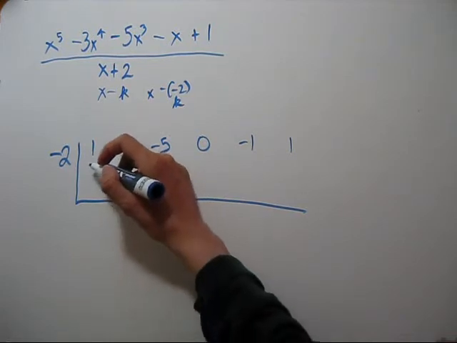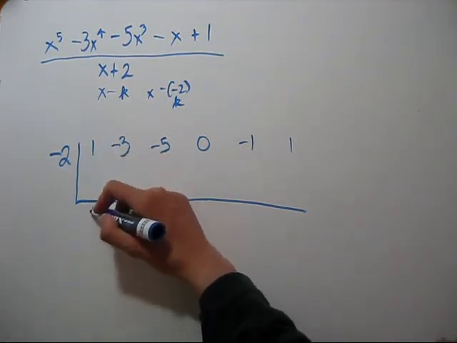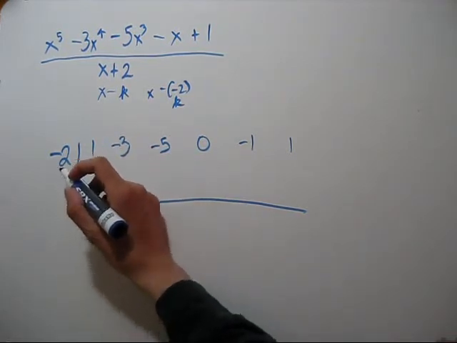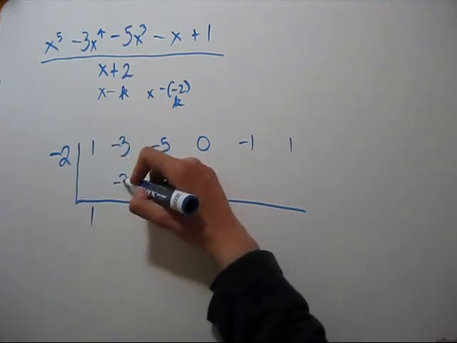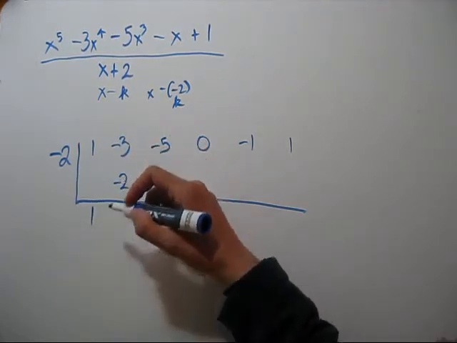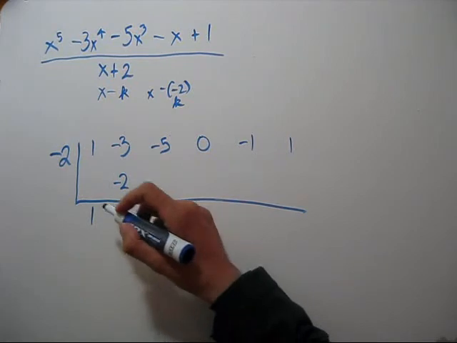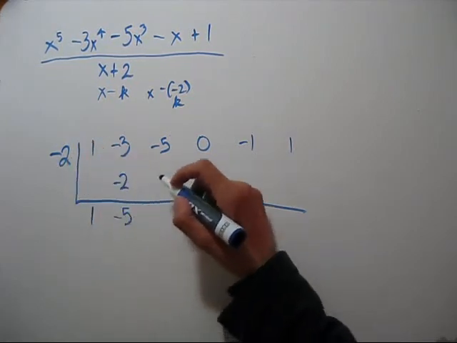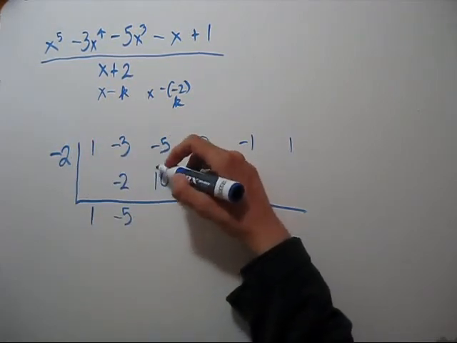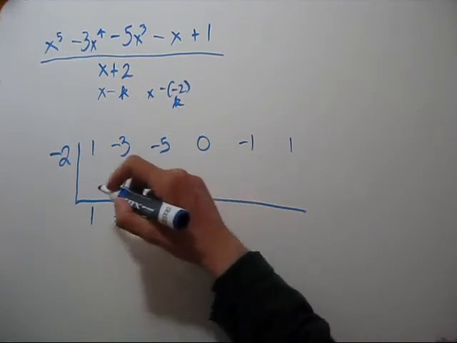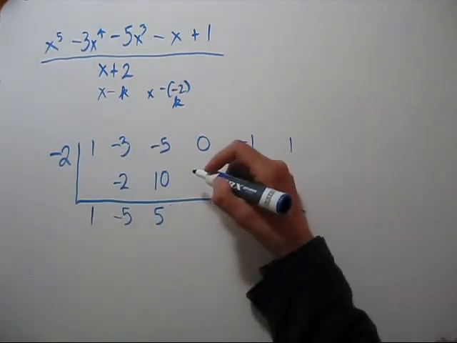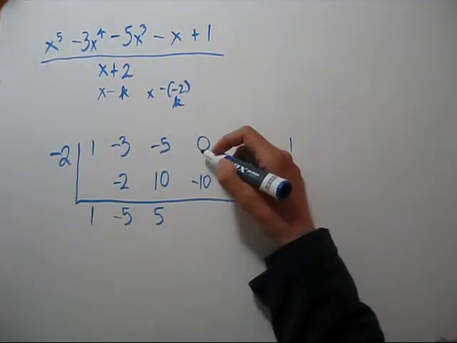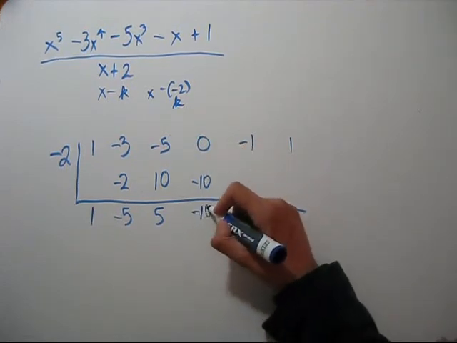Okay, very first thing is you drop down this first coefficient, 1. Then multiply that by your k, so 1 times negative 2. Now we add vertically, so we have a negative 5. Multiply, negative 2 times negative 5 is a 10. Add these, we get a 5. Multiply negative 2 times 5. Add 0 plus negative 10.